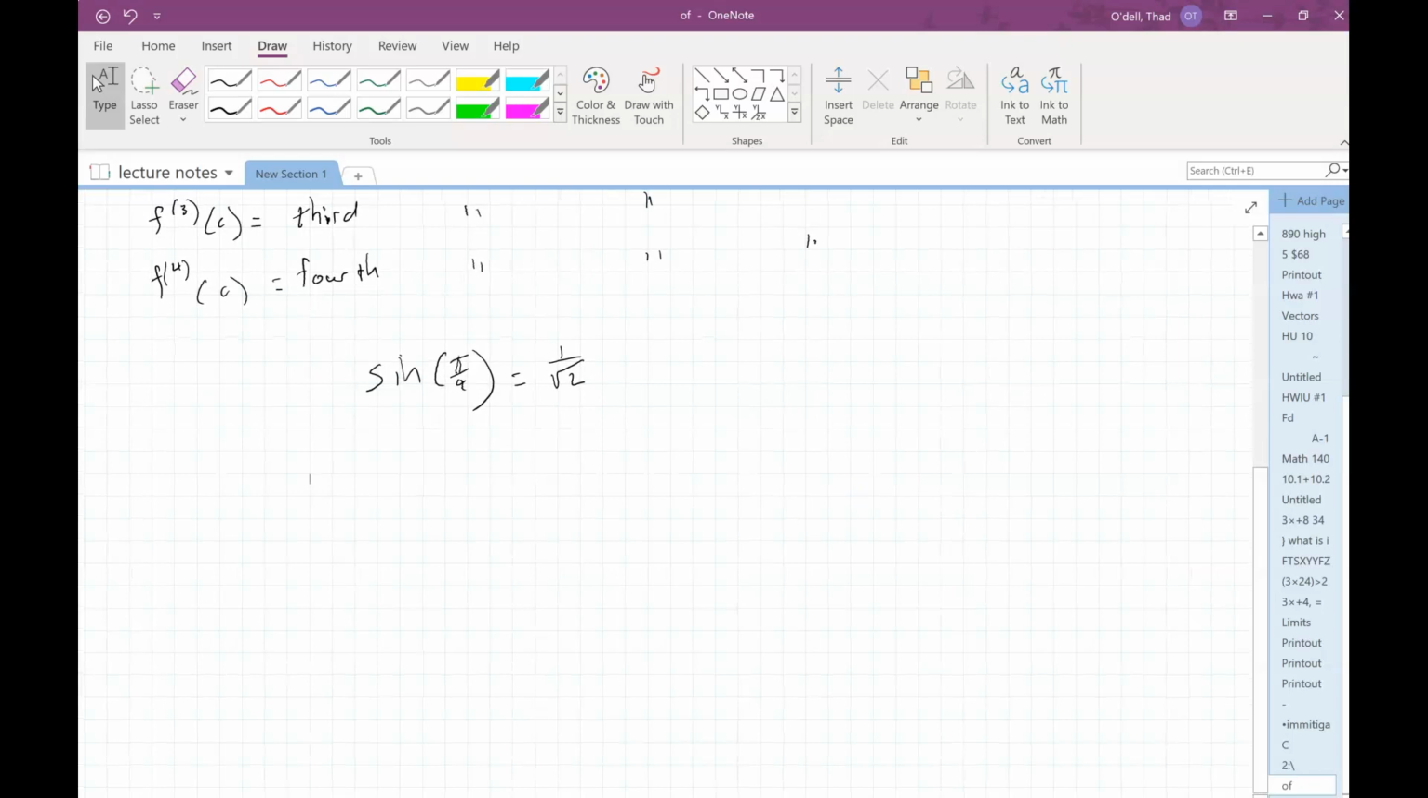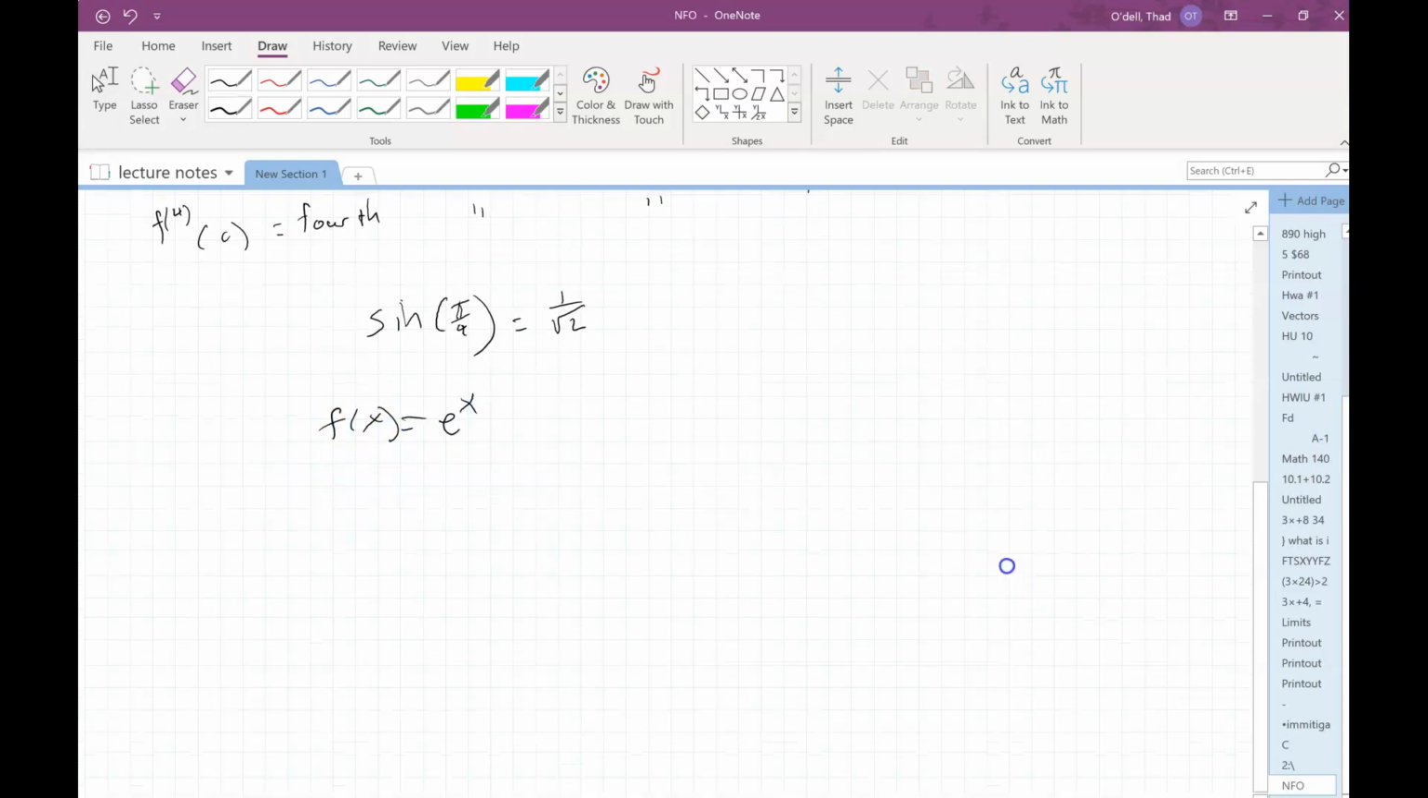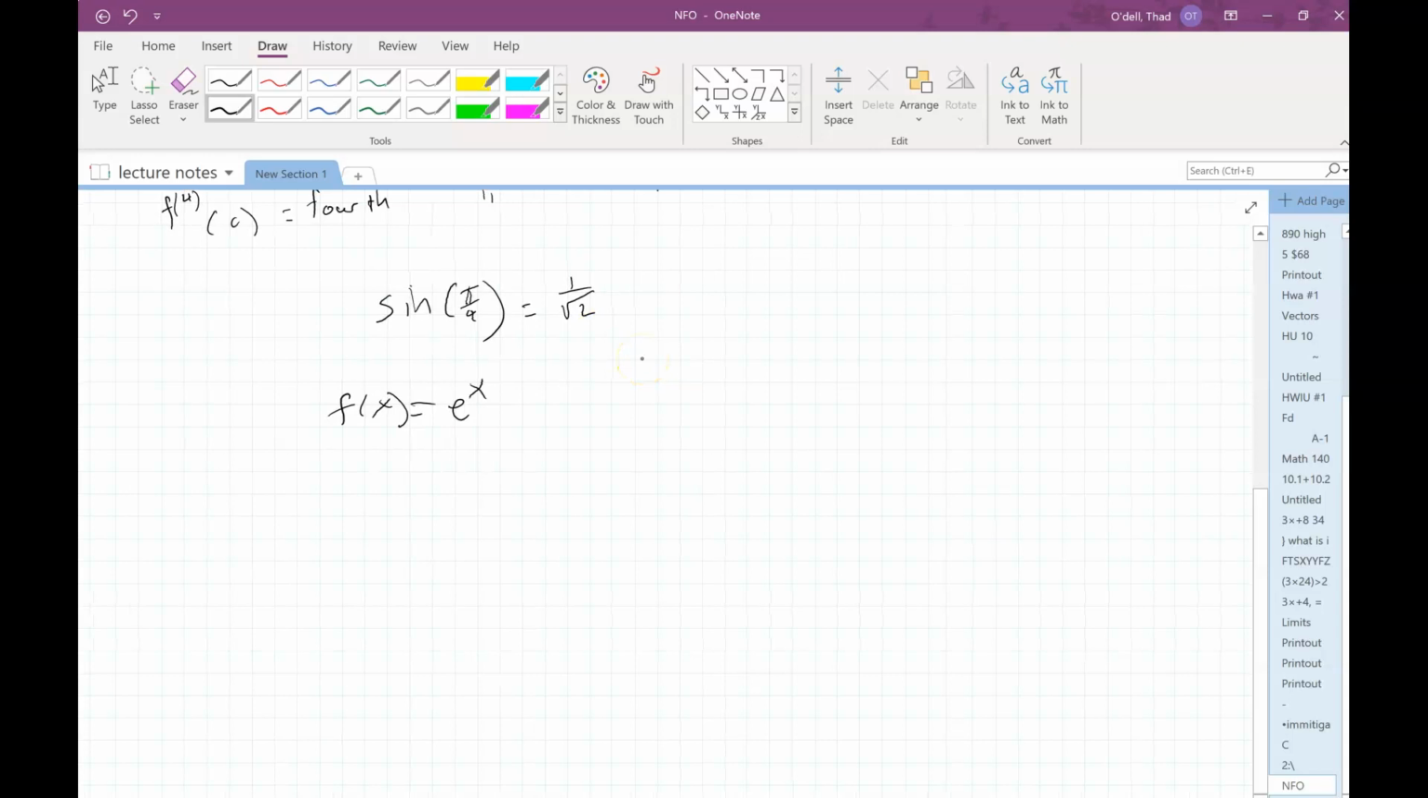So what I want to show you in this video is how to generate a Taylor series from a given function. So for example, we'll start with a really easy one. f of x equals e to the x. That is a function that actually behaves pretty well on its own, but it's also really easy to calculate the Taylor series for it, so I thought we'd start with an easy one.